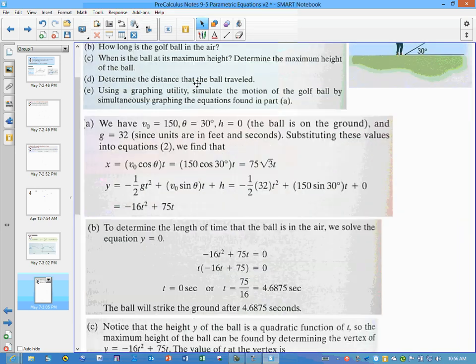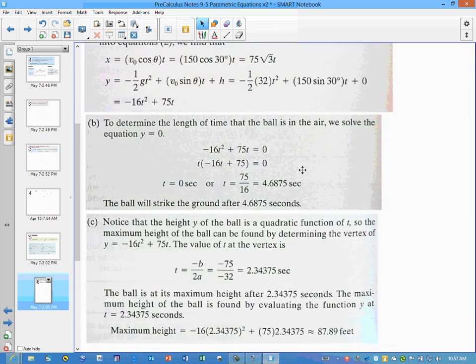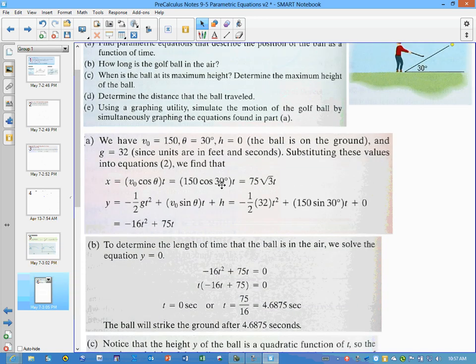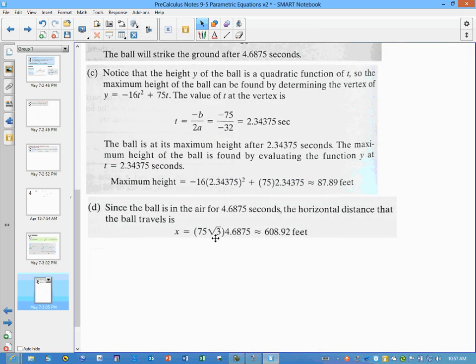So for that distance, we want to know when the ball landed. We already know that at 4.6 seconds. So we can simply look at the equation that tells us where the ball is horizontally, and input the 4.6 seconds. That'll tell us where it is when it hits the ground. So doing that, we simply take x equals 75 root 3 times time, input the 4.6 seconds for time, and you're going to get approximately 608.92 feet.